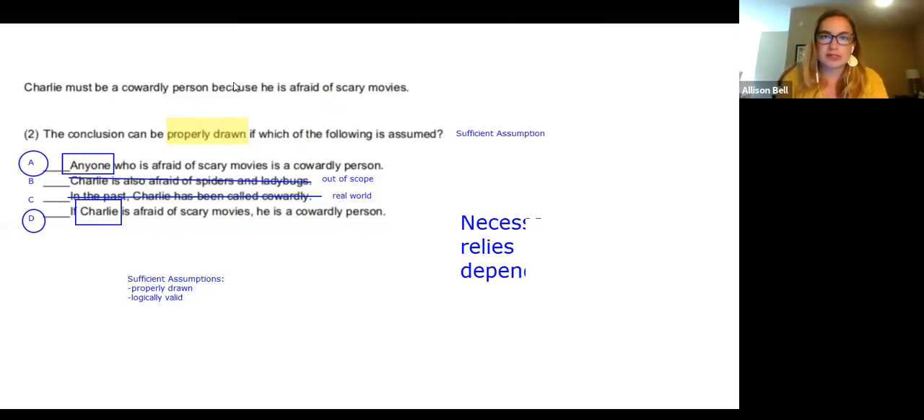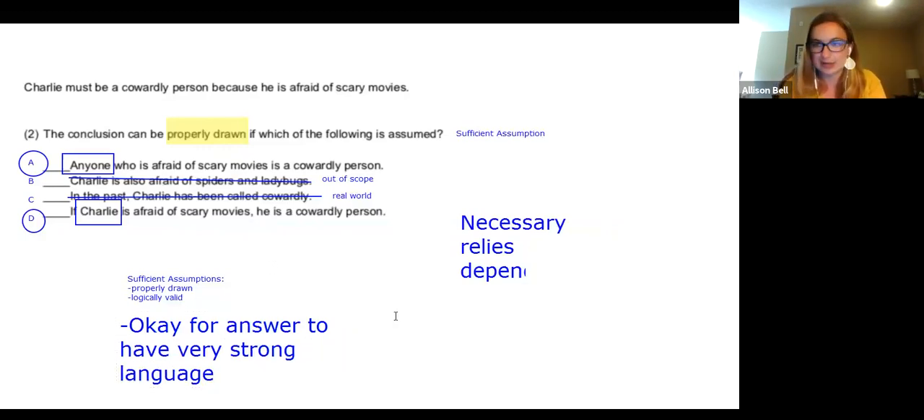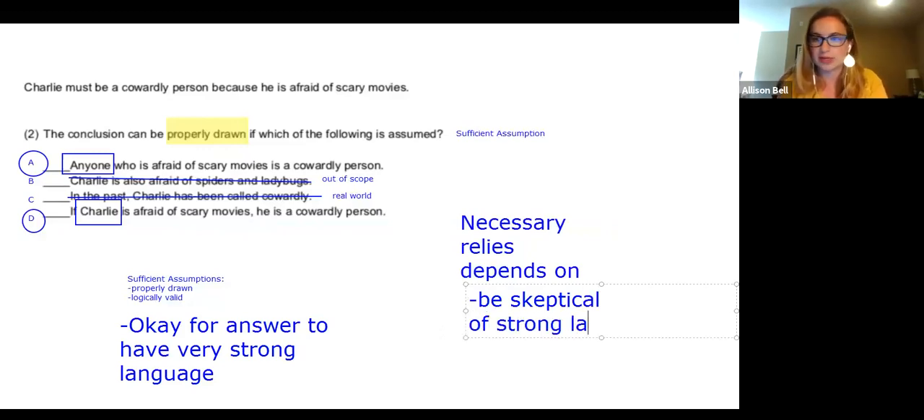So one of the differences that this example illustrates is that for sufficient assumptions, it is okay for an answer choice to have very strong language, perhaps even stronger than is needed for the question. But for necessary assumptions, you want to be very skeptical of strong language, because it's often going a little bit beyond what's truly needed in order for that argument to work.